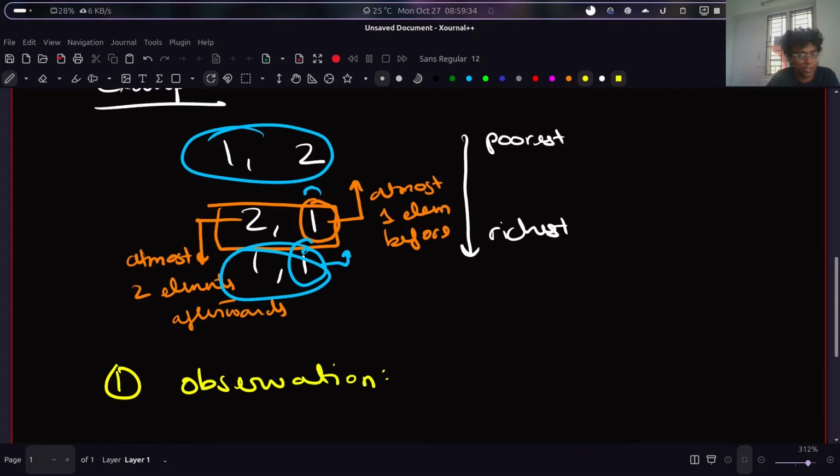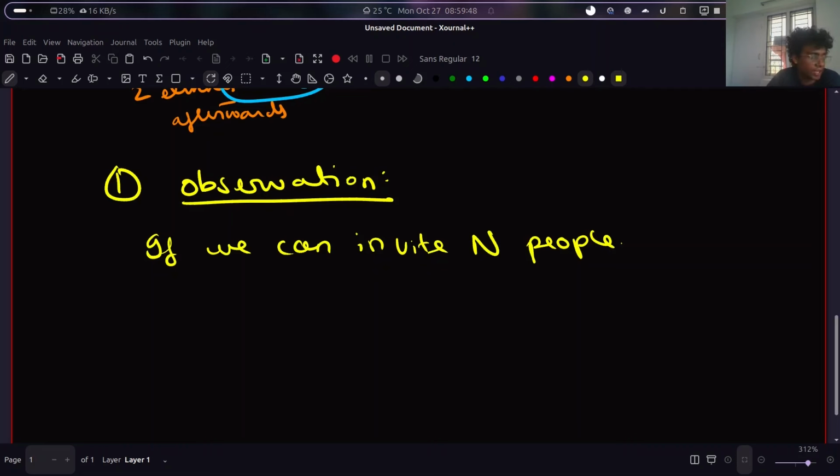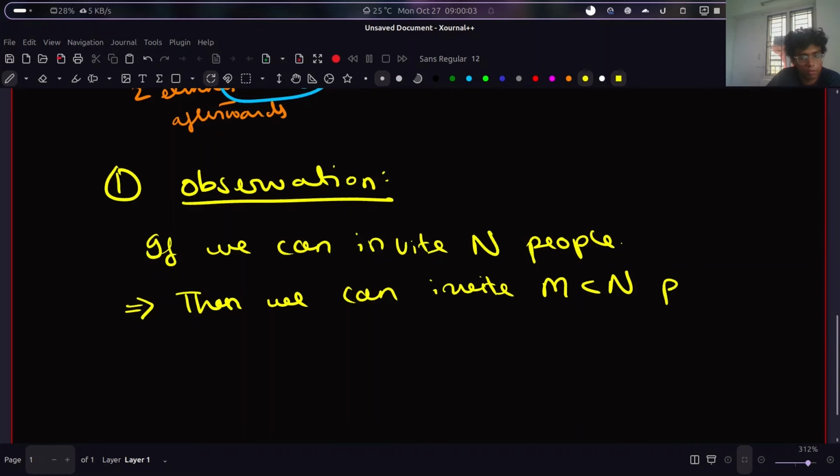So one observation we can make is that if there exists a way to invite n people, then there exists a way to invite n minus 1 people also. Then we can invite m less than n people. Fine. As well, there exists some way to do this. And why is this observation even important?